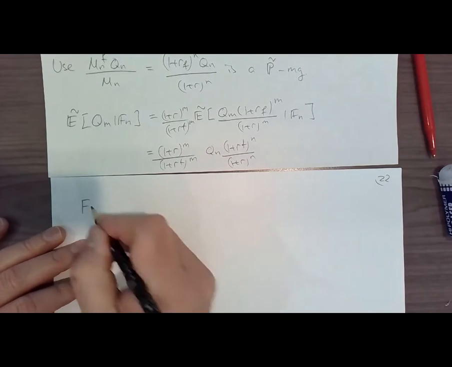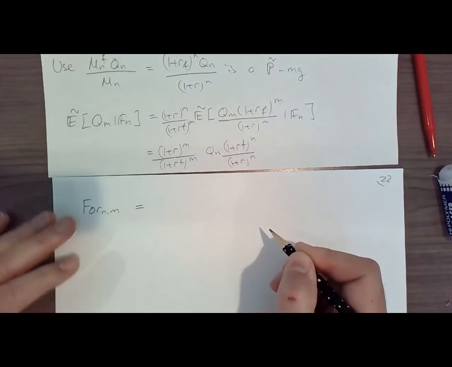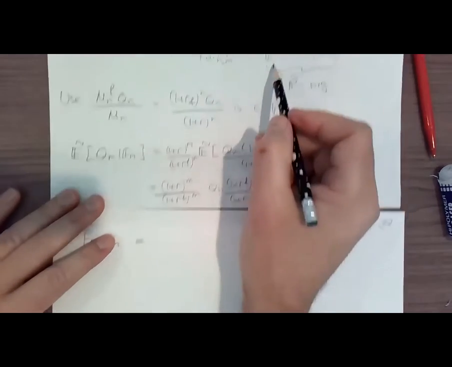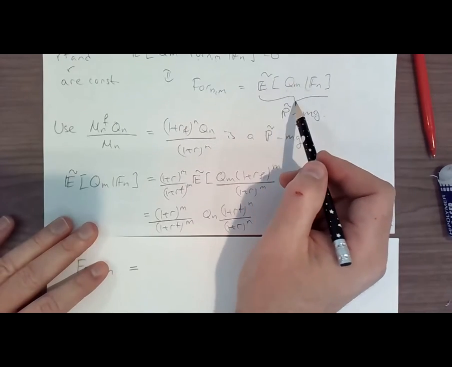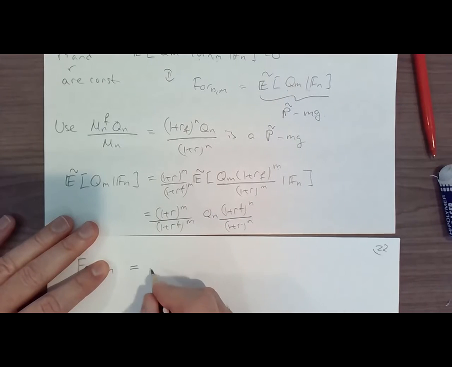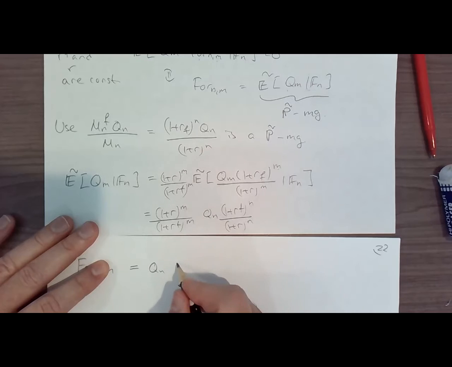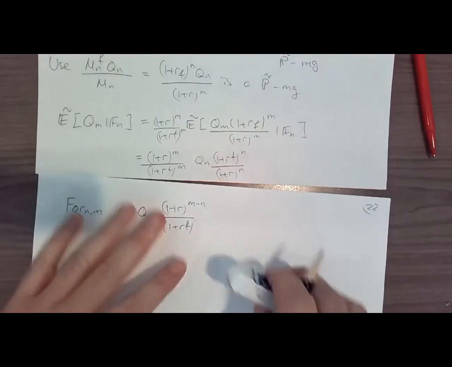I get that the foreign exchange rate that was this conditional expectation here, it's equal to this mess here. So it's equal to Q_n times some factor. We have (1 + R) to the m minus n divided by (1 + R_f) to the power. What will it be? It'll be the same power because I have to put it all outside.